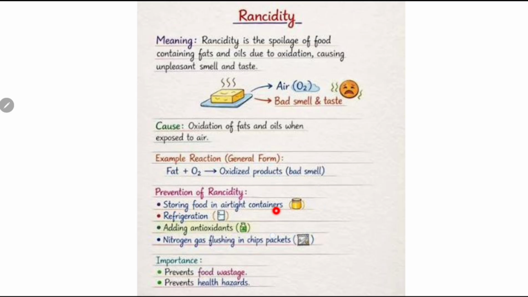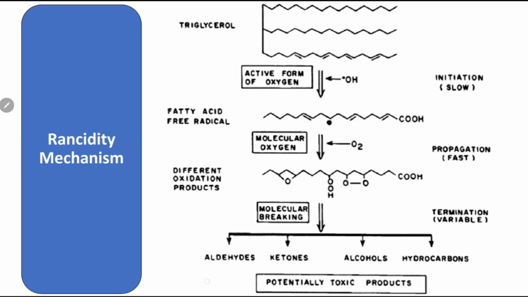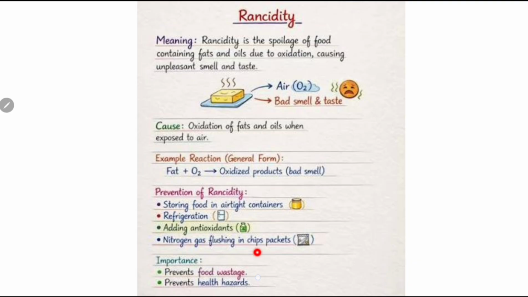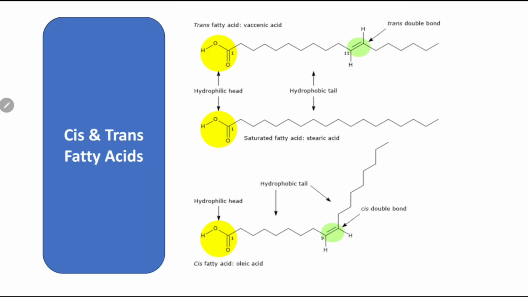By storing it in airtight containers, refrigeration, adding antioxidants, nitrogen gas flushing in chip packets. Nitrogen is an inert gas. It will prevent oxygen from spoiling the fat in the food. This prevention of rancidity is prevention of food wastage and prevention of health hazards because of the toxic chemicals which would be there because of the fat becoming rancid or spoiled, right?